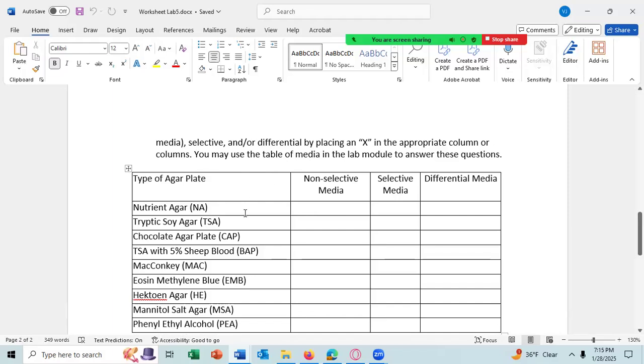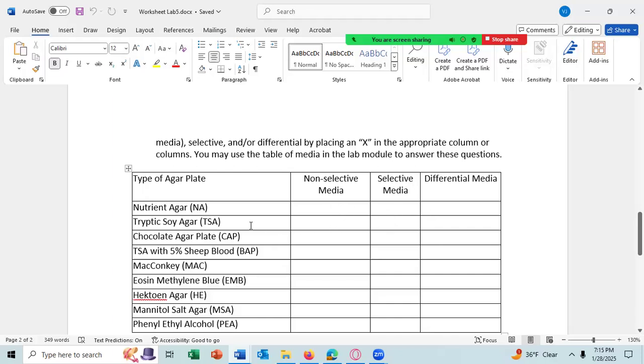So nutrient agar, is it non-selective, selective, or differential, or any combination of the 3? I'll tell you off the start that you'll never have all 3 together because you cannot have a media that is both non-selective and selective at the same time. It'll be either one or the other.